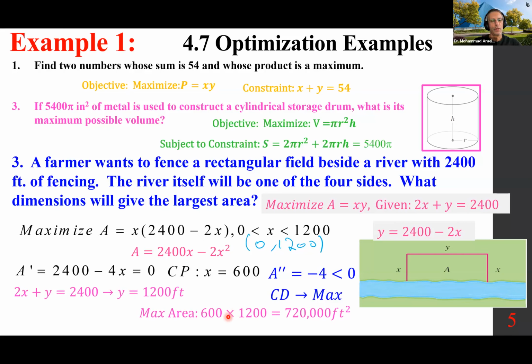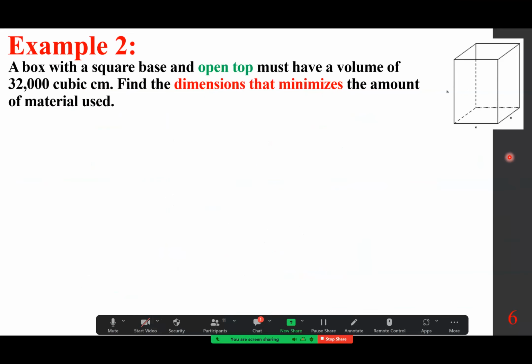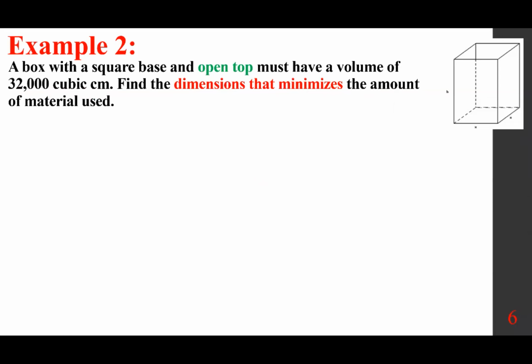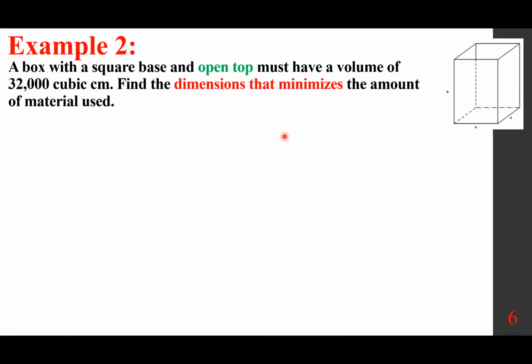We are going to move on and look at more examples of optimizations. A box with a square base and open top must have a volume of 32,000 cubic centimeters. Find the dimensions that minimize the amount of material used. The objective is to minimize the surface area, the concept of gift wrapping.